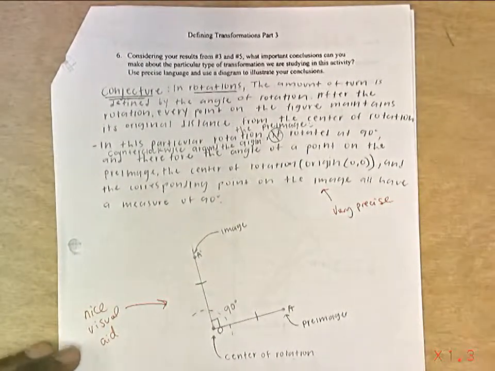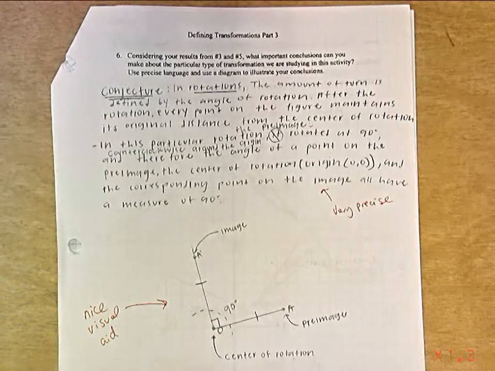Okay, this second work sample, I would also praise it for its precision, and I would say the language on this one is a little bit easier to follow, so I would also praise it in that regard. I would say the phrasing on this work sample is very easy to understand. So this student conjectures, in rotations, the amount of turn is defined by the angle of rotation. Okay, very clear. After the rotation, every point on the figure maintains its original distance from the center of rotation. Again, very clear. The previous student communicated the same idea, but I would say this one communicates it a lot more clearly.